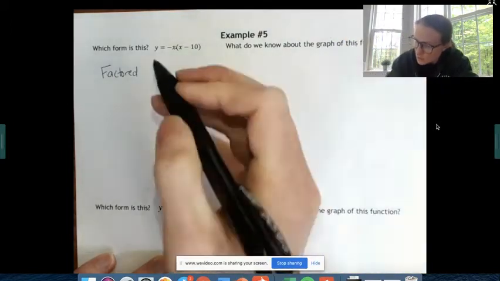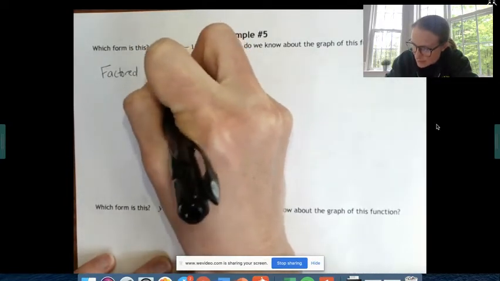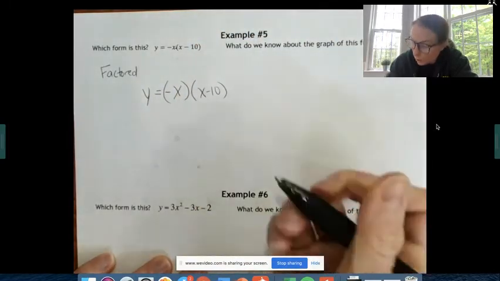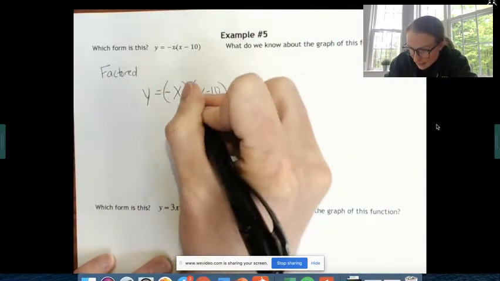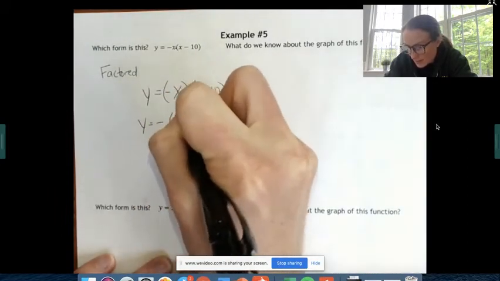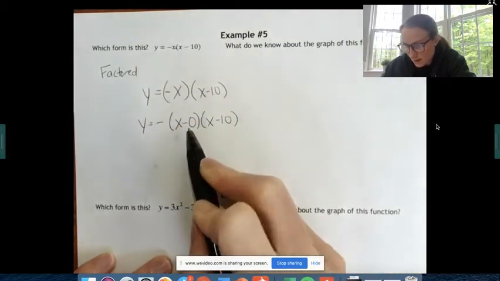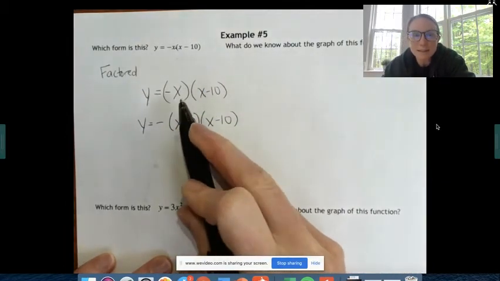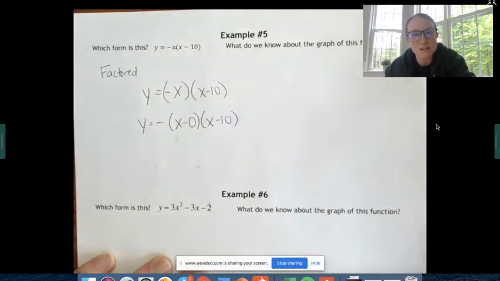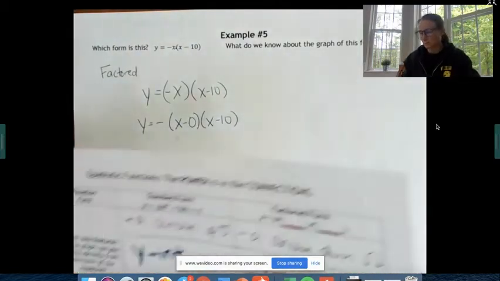So another way this function could look is y equals negative x with parentheses times x minus 10. Or another way you could look at it, negative x is the same thing as having a negative out here, and we could also have x minus 0 or x plus 0. If you have a 0 there, that means it's the same thing as just x. So all of these are the same thing. Since this is in factored form, let's go back to our notes.